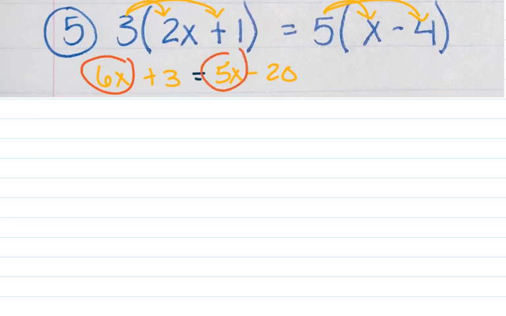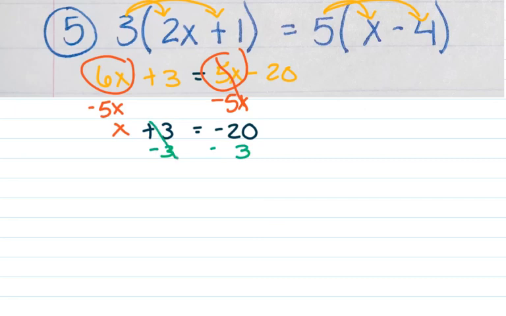Now we need to put together like terms. So I've got 5x and 6x, so I'm going to subtract 5x because it's smaller. Again, we're going to get 1x, but we don't need to write that, so we're just going to write x. And then bring everything else down. Okay, now I'm going to subtract 3 because I'm going to move this constant. So I end up with x equals negative 23. And then we check our answer.